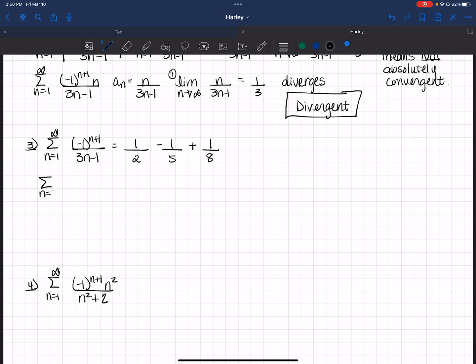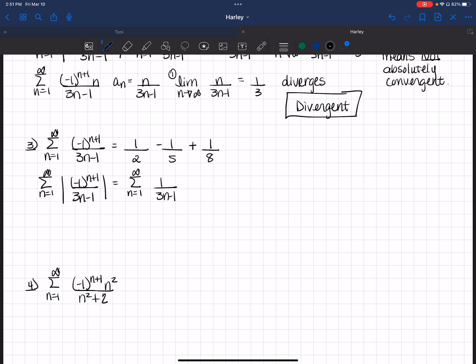If I have my series and I take the absolute value of it, negative 1 to the n plus 1 over 3n minus 1, what was causing the alternating to occur, that plus minus, when I take the absolute value of it, it's just going to become positive 1. So this really winds up being the summation of n equals 1 to infinity of 1 over 3n minus 1.